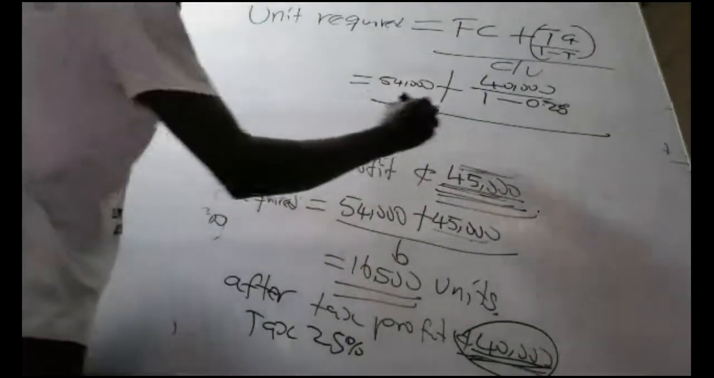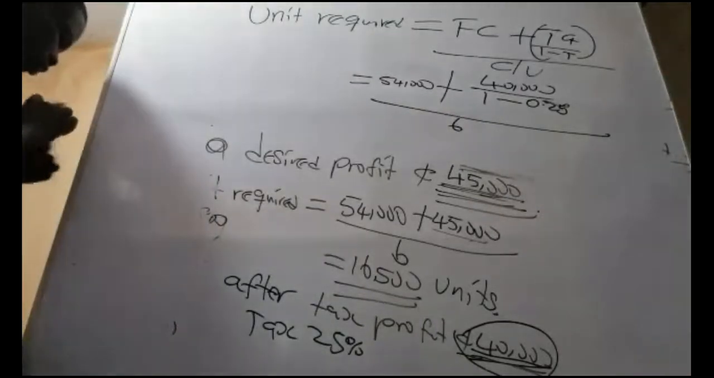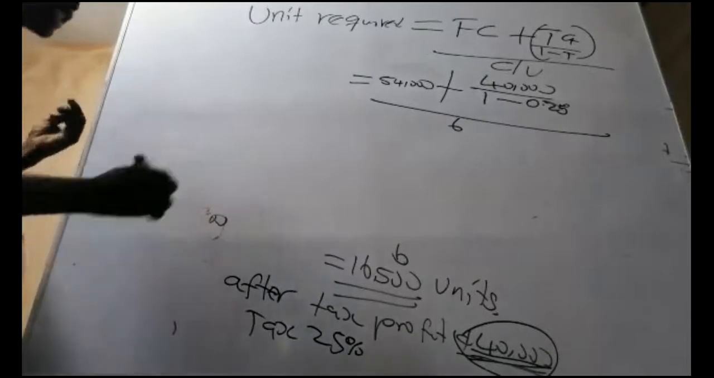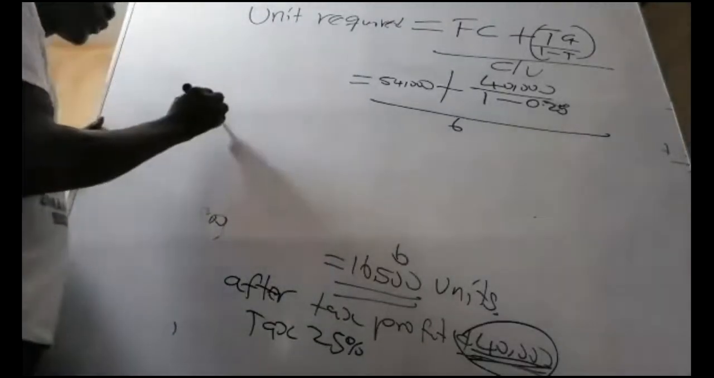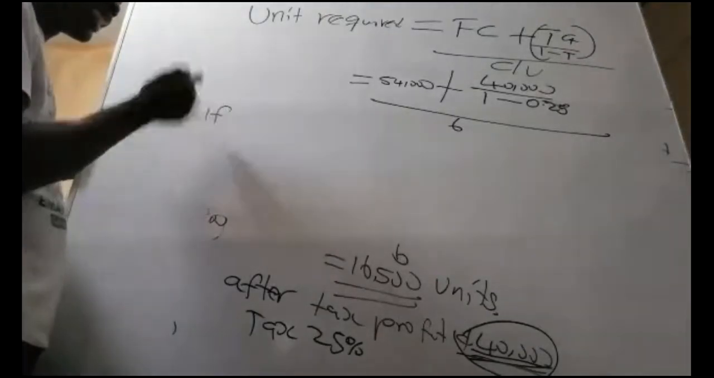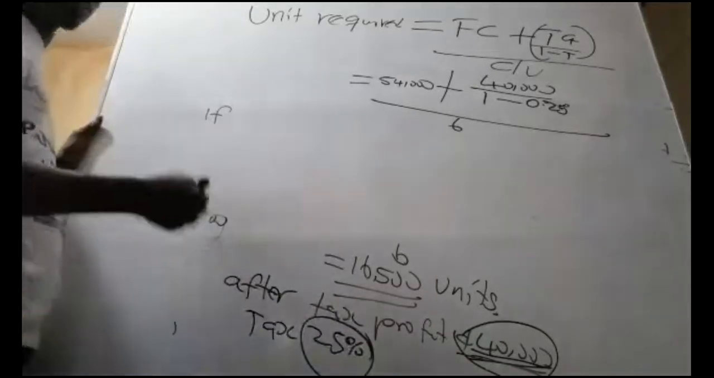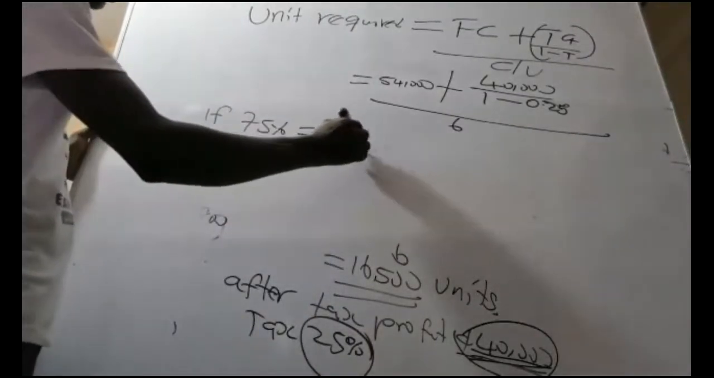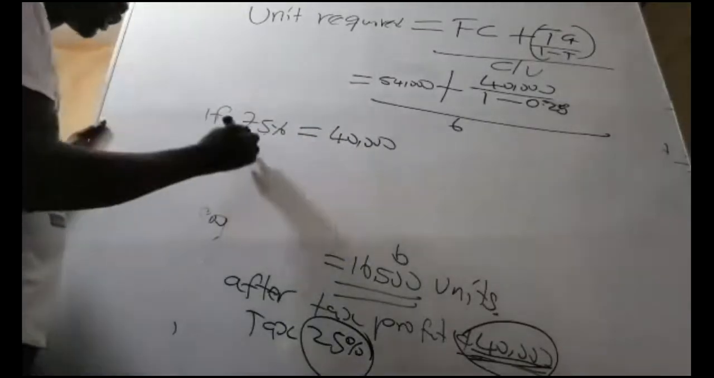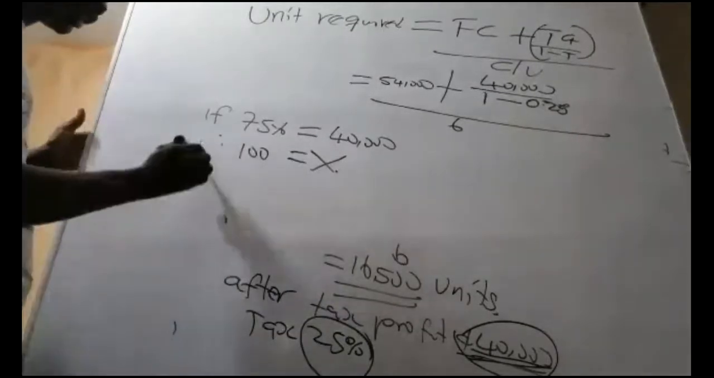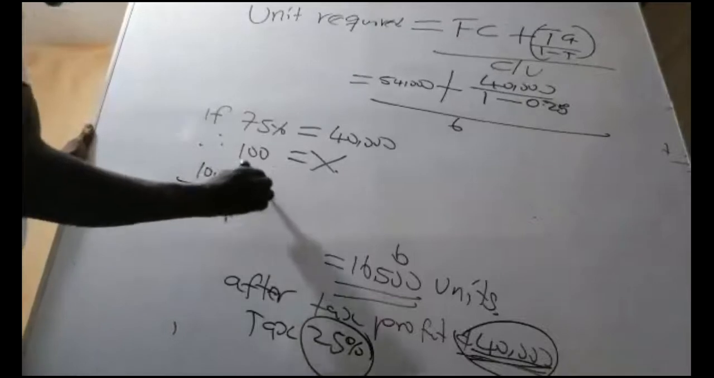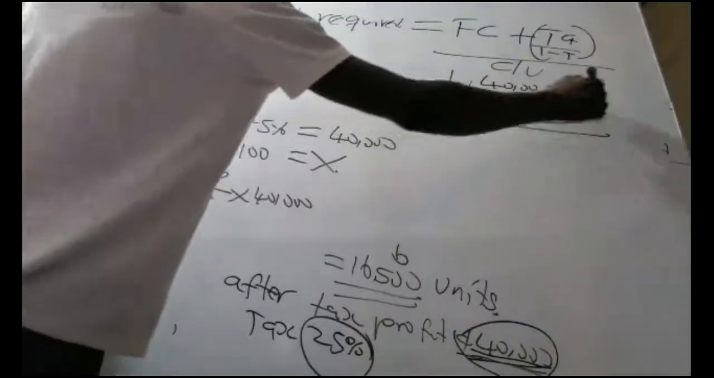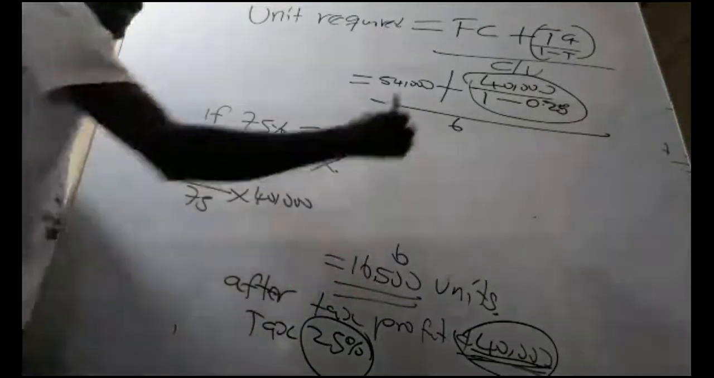Or if you don't want trouble, like myself, what you do is this. Go and do the calculation somewhere and get your profit before tax. Tell the examiner that if the profit after tax is net of 100 and the tax rate is 25, then 100 minus 25 will give us 75%. So if 75% is equal to this 40,000, I am looking for the 100%. That will be 100 divided by 75 times the 40,000. Whatever answer I get, I'll come and put it in here. So you can just single it out and do the workings here.